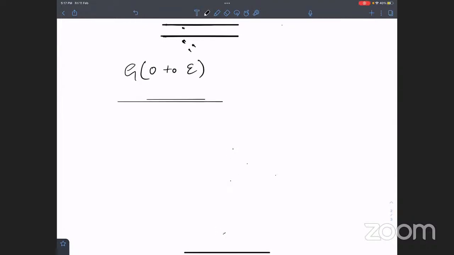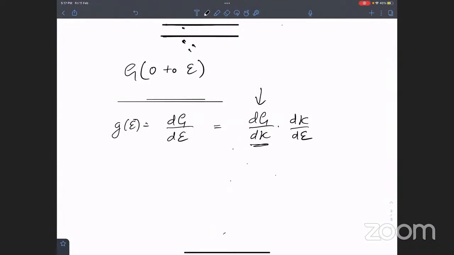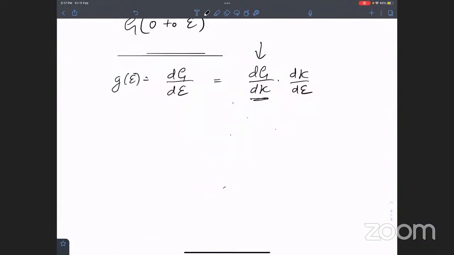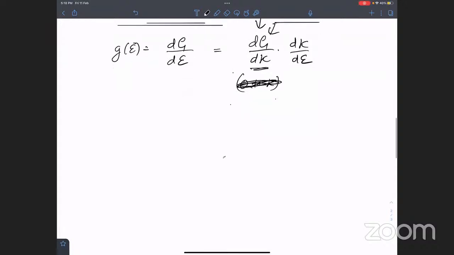So the function that we are interested in, g of E, is actually the derivative of this function with respect to E, which is the same as the derivative of this function with respect to k, times dk by dE. This is by chain rule. Now, the reason why we do this first is because this is easier to calculate. Why? Because this is nothing but counting the states from 0 to k. Because dG by dk is easier to calculate.